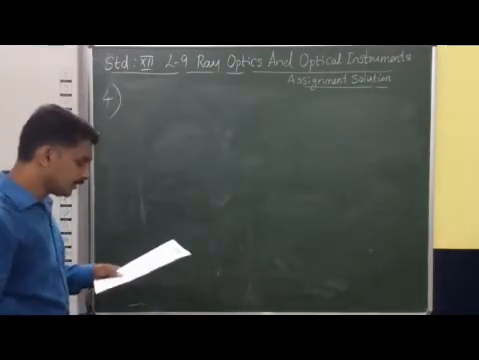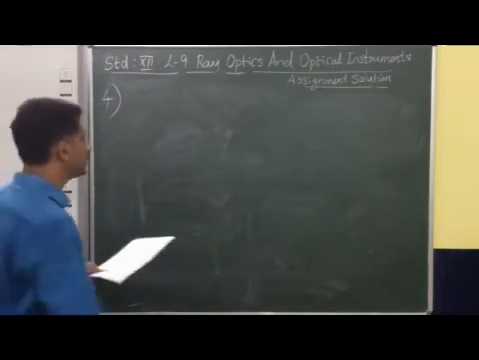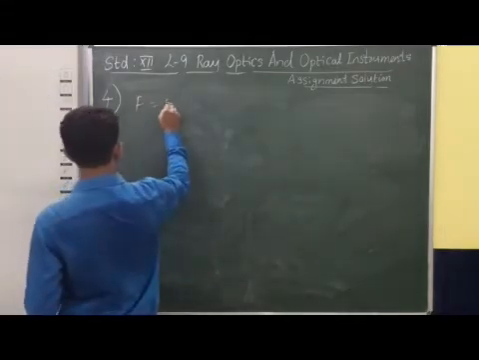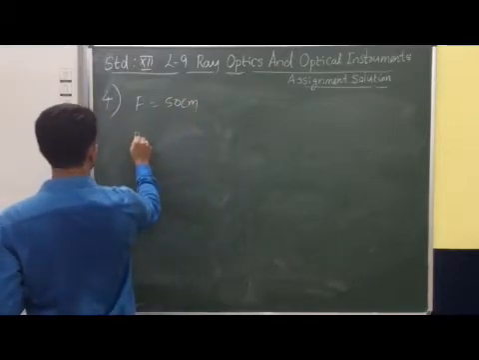The focal length of a glass lens is 50 cm. What is the power of the lens? Focal length is given, 50 cm. So calculate the power of this lens. We have to calculate the power.